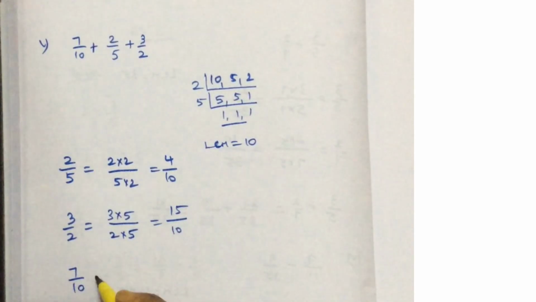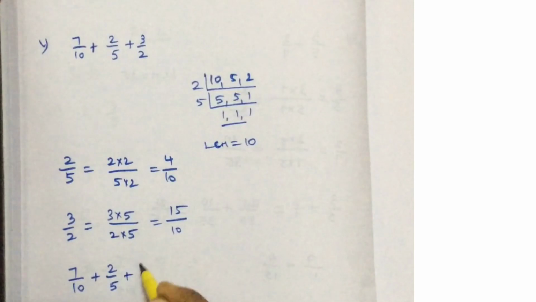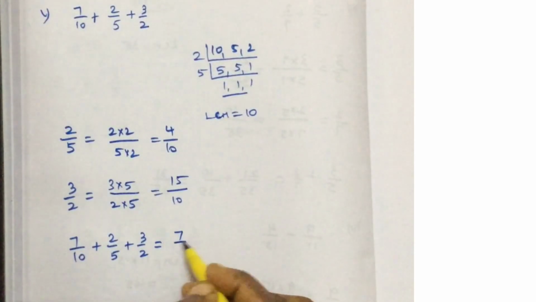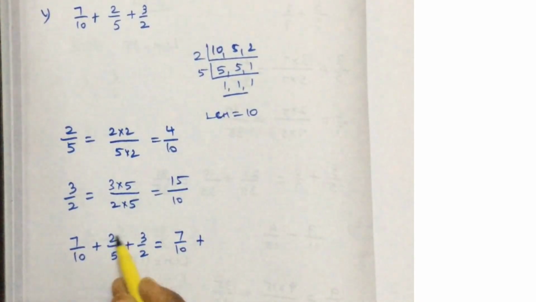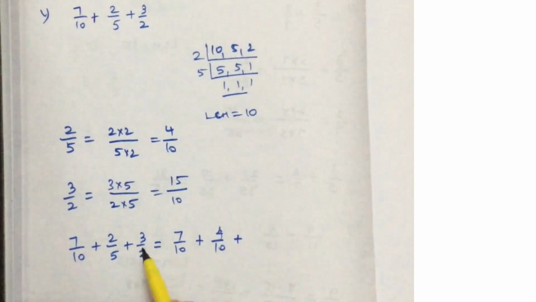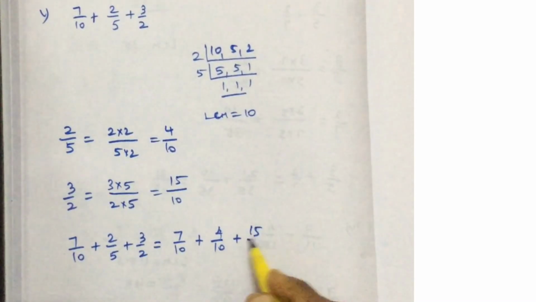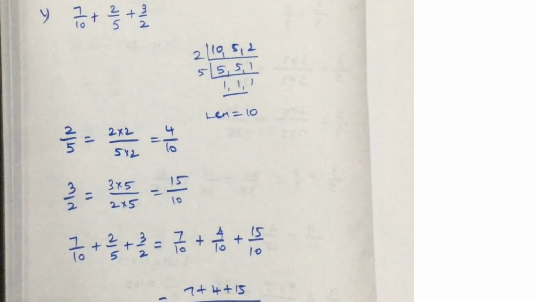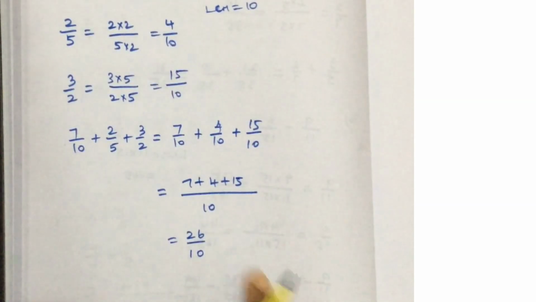Therefore 7 by 10 plus 2 by 5 plus 3 by 2 is equal to 7 by 10, I can keep it, plus instead of 2 by 5 I can substitute 4 by 10, plus instead of 3 by 2 I can substitute 15 by 10. Now we can see the denominator is 10. In the numerator it is 7 plus 4 plus 15, that is equal to 26 by 10.